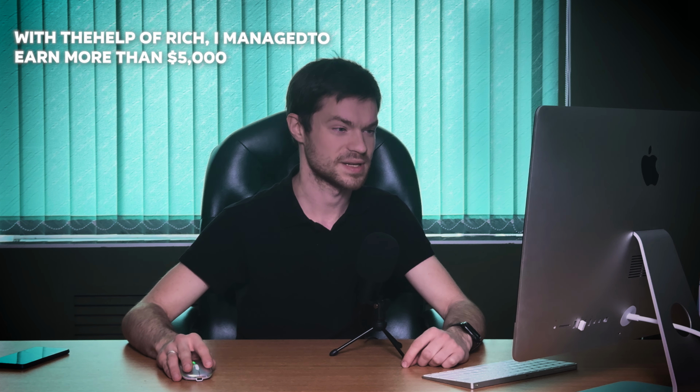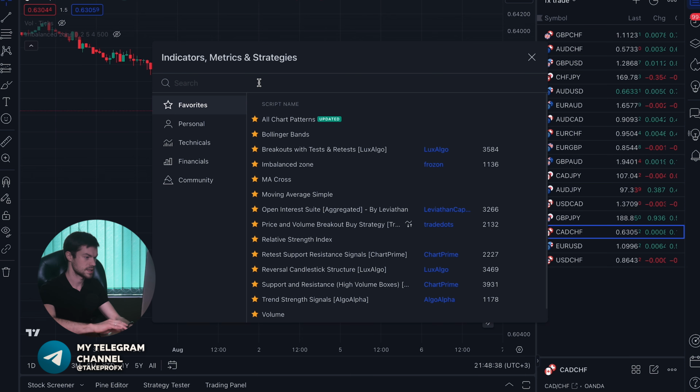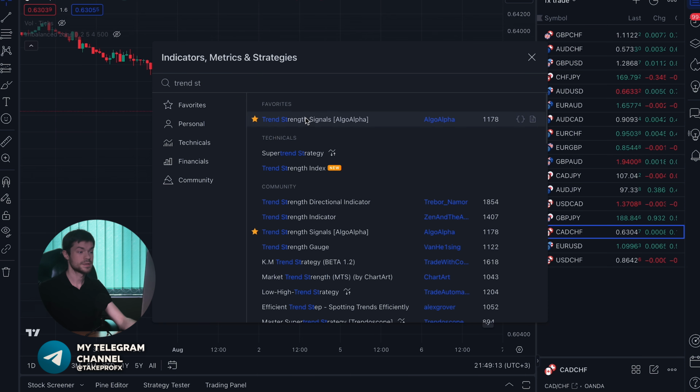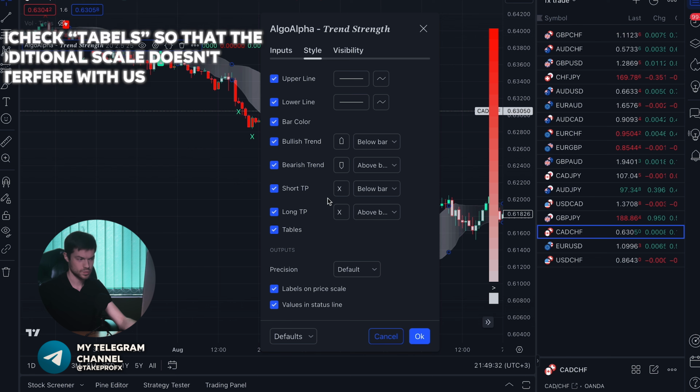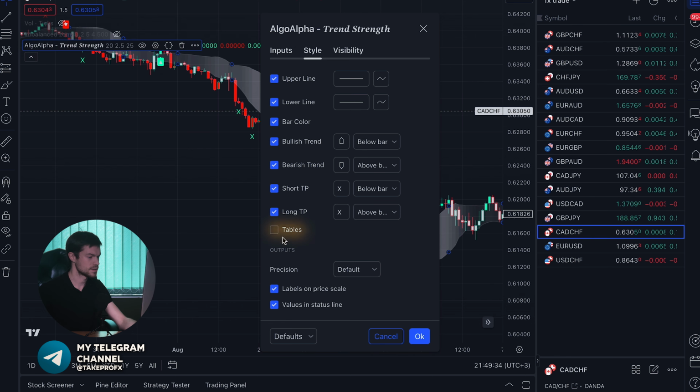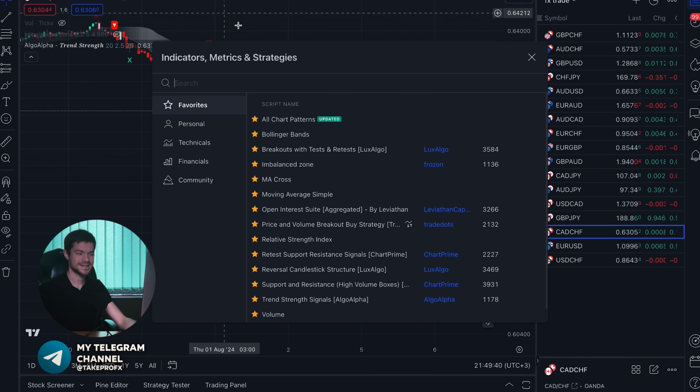This gives us the opportunity to add two very cool indicators, which I'm going to demonstrate to you today, with the help of which I managed to earn more than $5,000 last week. We go to the indicators section. Here we write the name of the first indicator. Here is this indicator. Mark it as a favorite and click on it once. It has absolutely standard settings. We don't need to customize anything else. The only thing we can do is to remove the check mark here, so that the additional scale doesn't interfere with us.